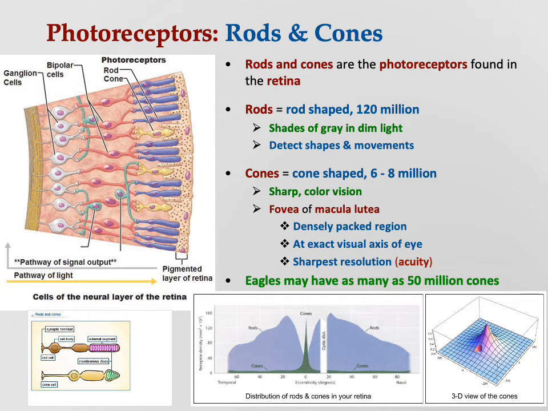And that diagram on the bottom in the middle is good. It shows the distribution. Look, rods are all over most of your retina. Notice at the optic disc there's no rods or cones. You're blind there. And then notice as you get into the macula lutea, the number of rods starts to decrease and the number of cones starts to increase until finally you get right at that fovea centralis and it's nothing but cones. That's where you see best.